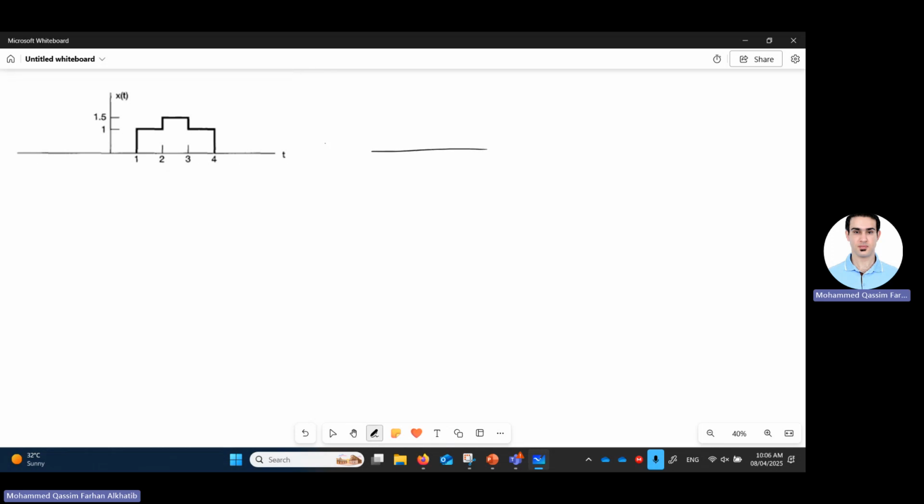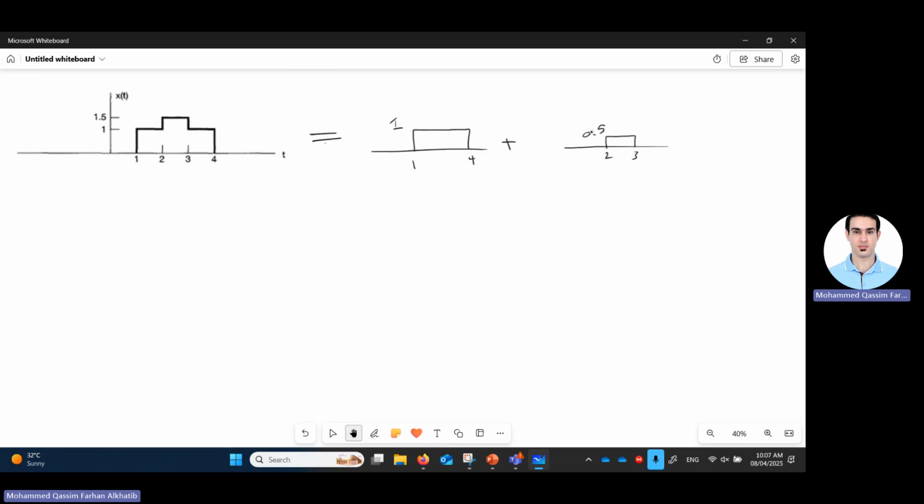I have a rectangle from 1 to 4 that has a value of 1, plus another rectangle from 2 to 3, and the amplitude is 0.5. When you just add these two rectangles, the result equals this. When you add this to this, you will get a similar shape to this. So once you have it like this, the solution should be clear.